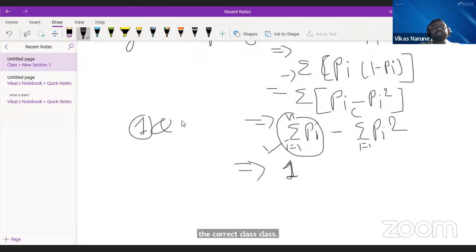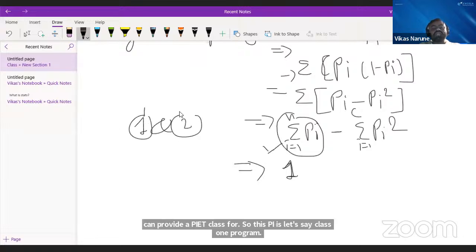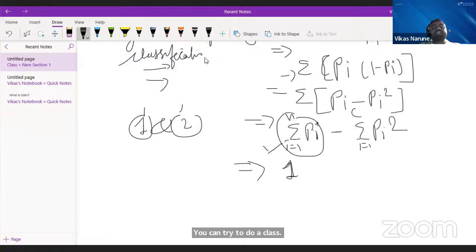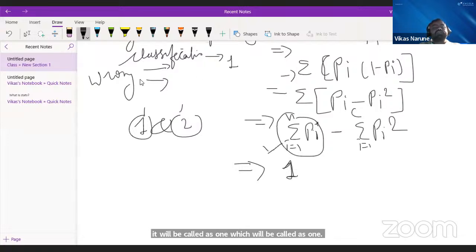Now let's think this way: the classification of class 1 and the classification of class 2. So this is the correct probability. If I'm doing a classification task and I do my classification correctly, it will be called 1. If I do a wrong classification, it will be called 0, guys. 0 means wrong, 1 means correct, right? This is what the background calculation does.